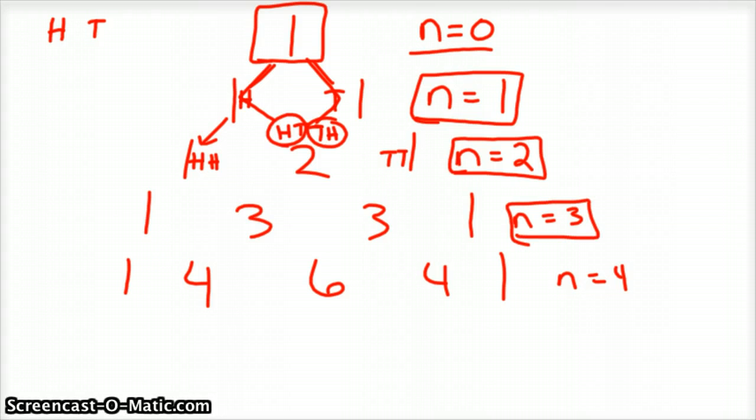So this would be 3 heads, head, head, head. There's only one way to get 3 heads. Okay, this would mean here you'd have 2 heads and a tail. Well, there's three different versions of that.